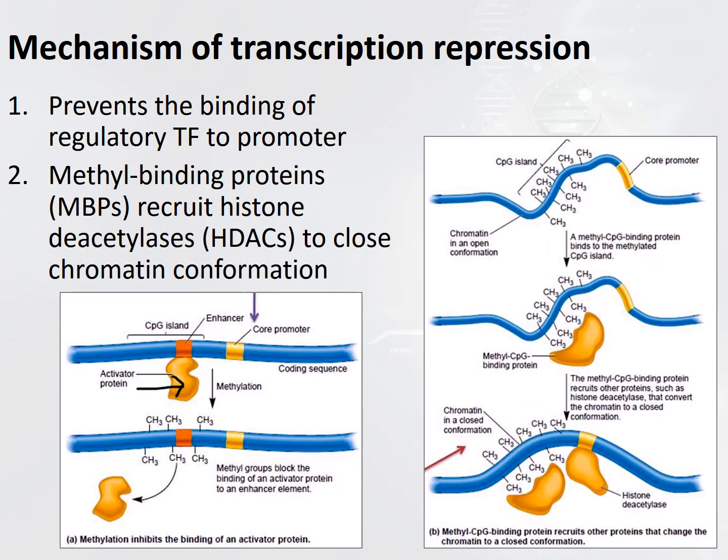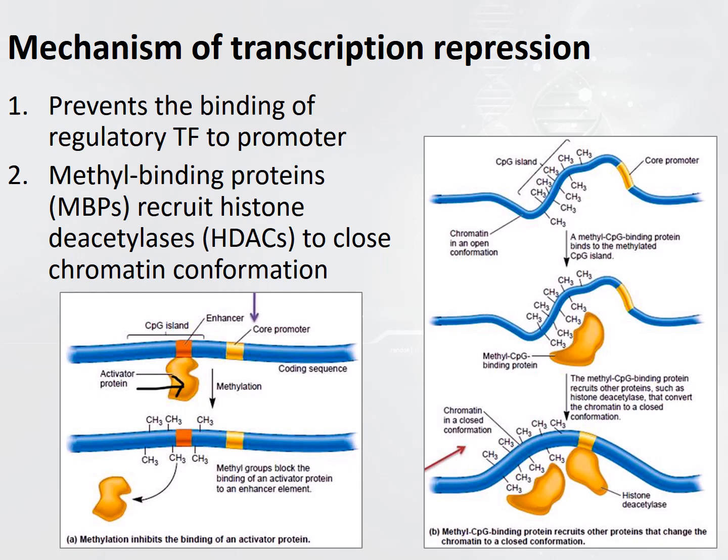How do methyl groups act as gene repressors? Well, they can do that by two different mechanisms. One is very straightforward. Basically, the methyl group on the cytosine in the promoter region is physically preventing the binding of a transcription factor so that it can act as a transcriptional modulator.